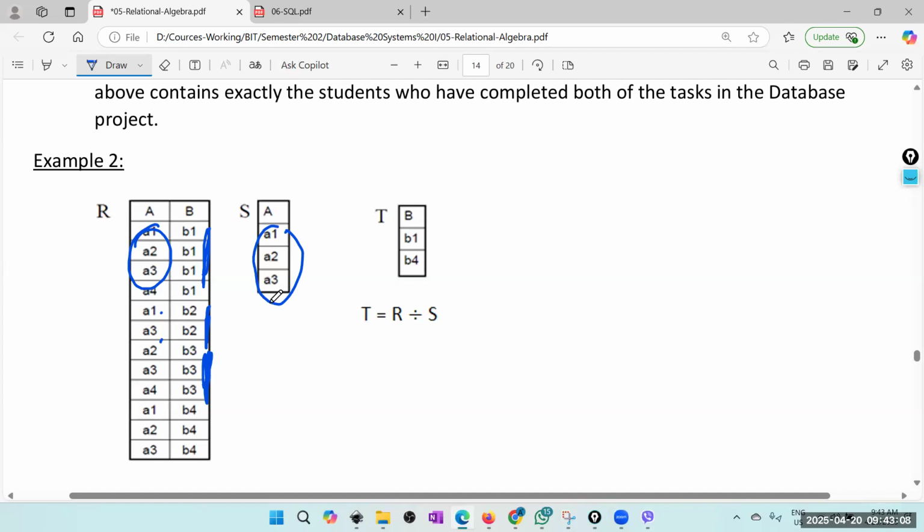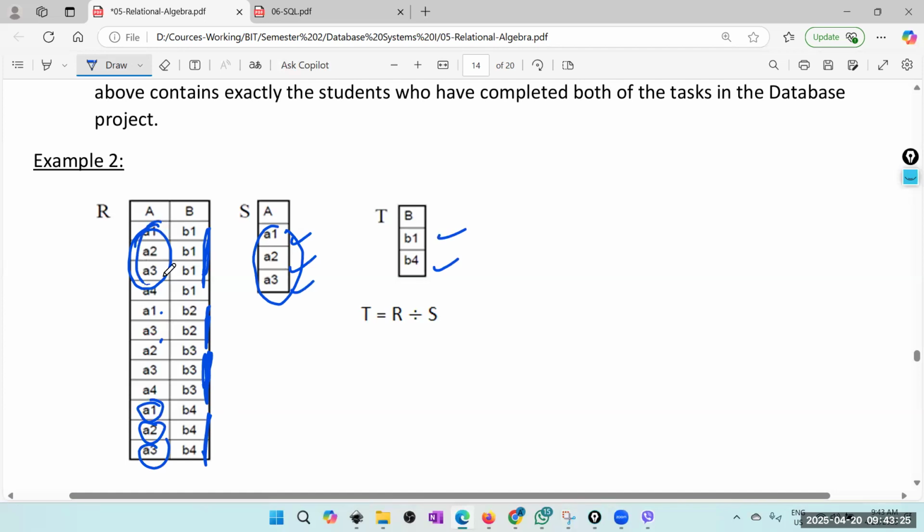A2, A3 is there, but A1 is not there. We don't care about A4 because A4 is not here. So therefore you can't take B3. And what about B4? B4 is related to A1, A2, A3. All are there. So therefore, you need to take B4.